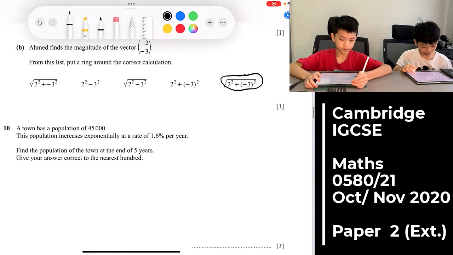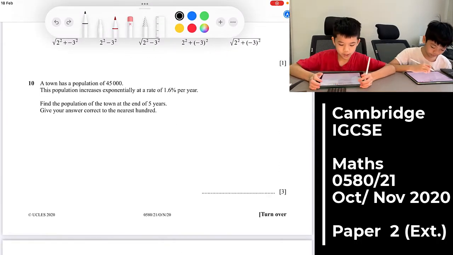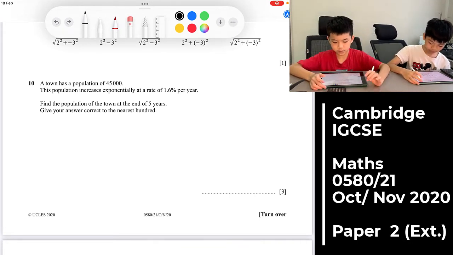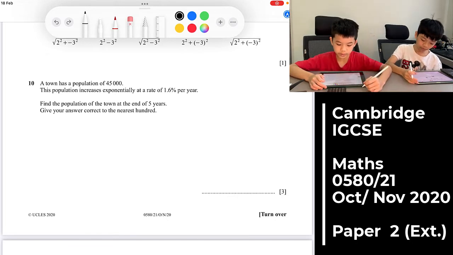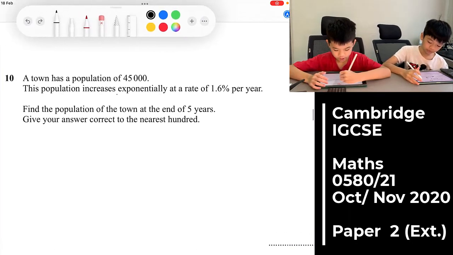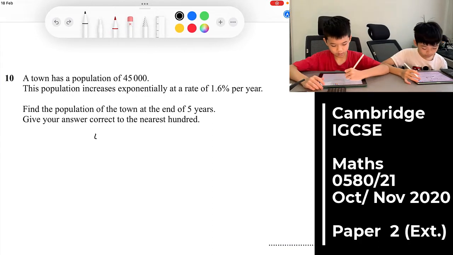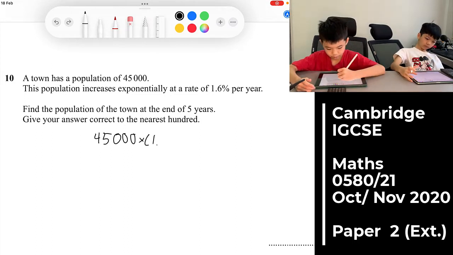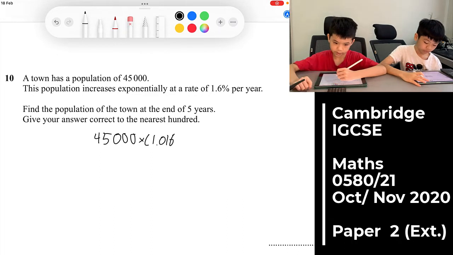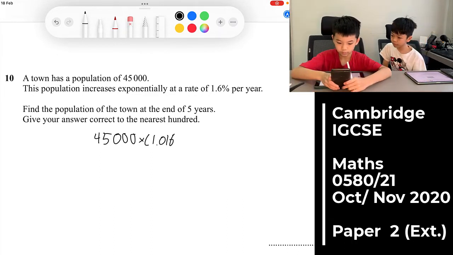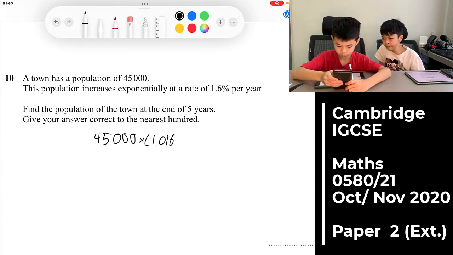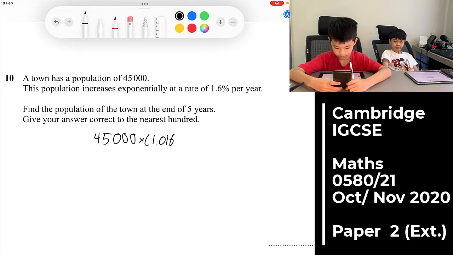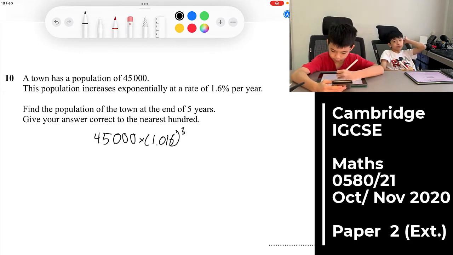For question 10, a town has a population of 45,000. The population increases exponentially at a rate of 1.6% per year. Find the population of the town at the end of 5 years. So it says increases exponentially, so it's compound. 45000 times 1.016, which is 100 plus 1.6 over 100. And then at the end of 5 years, so it's the power of 5.